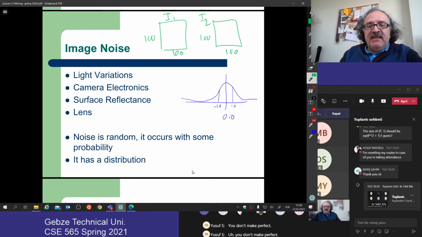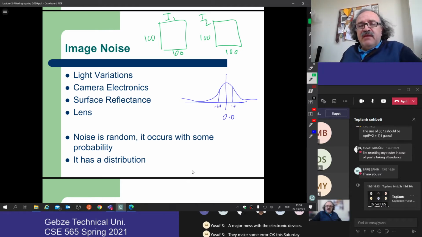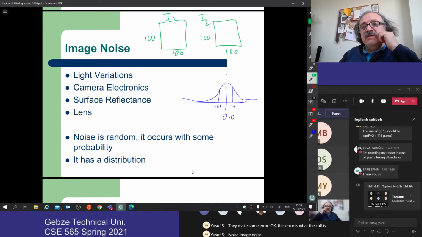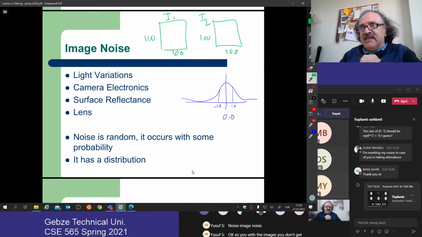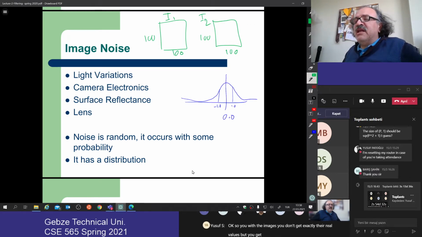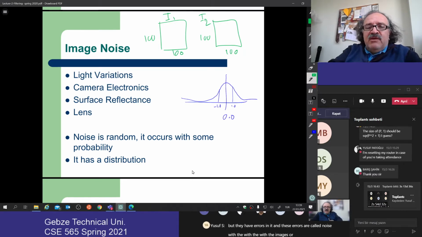Measurements with the electronic devices make some error. This error is what we call noise, image noise. With images you don't get exactly the real values, but you get values that are related to the real values, but they have errors in them, and these errors are called noise with the images. And noise is random.